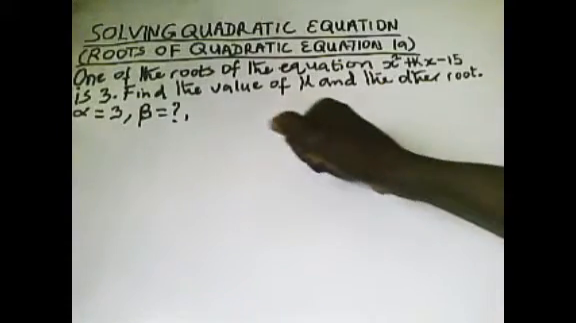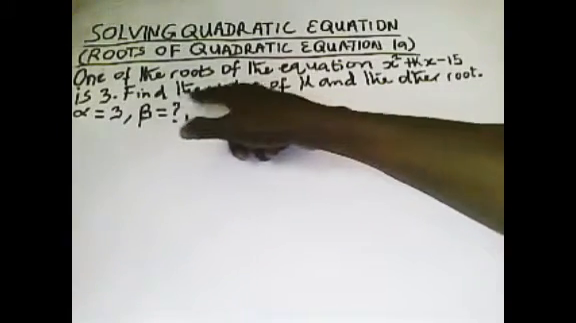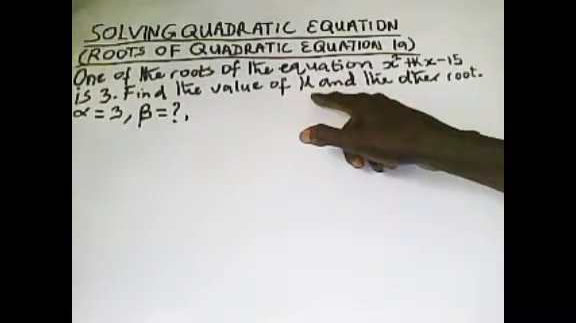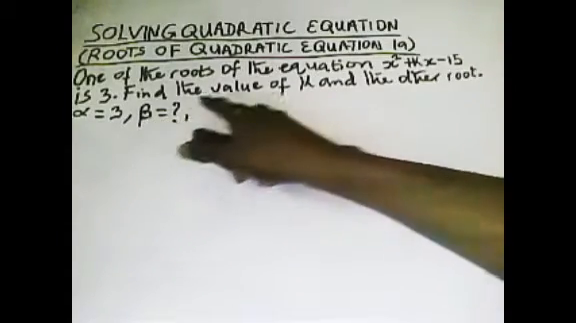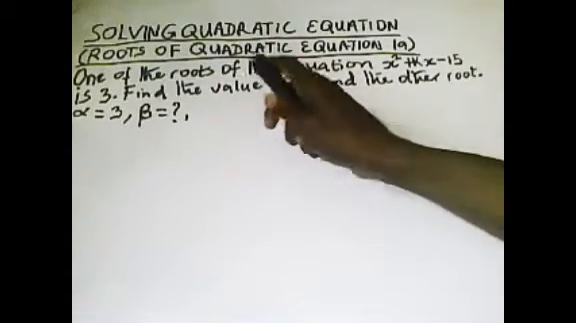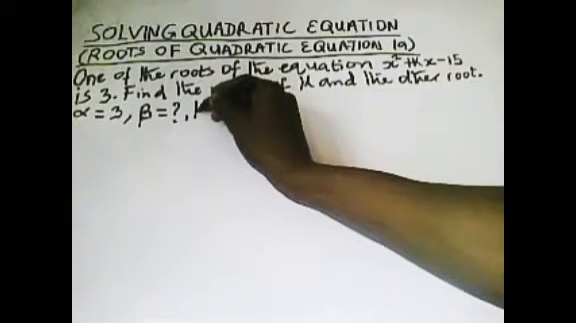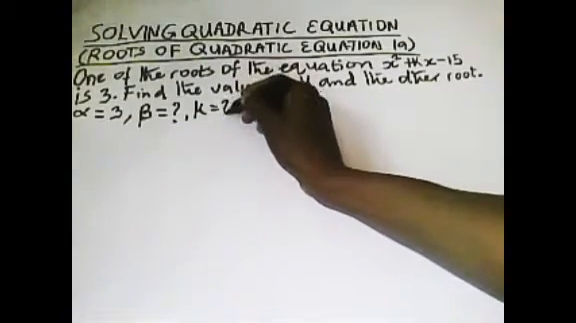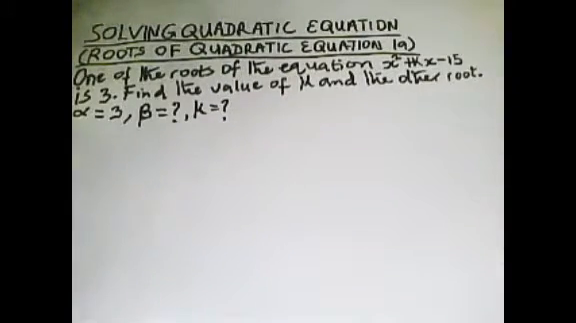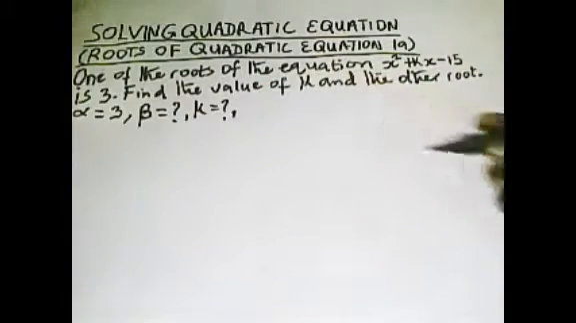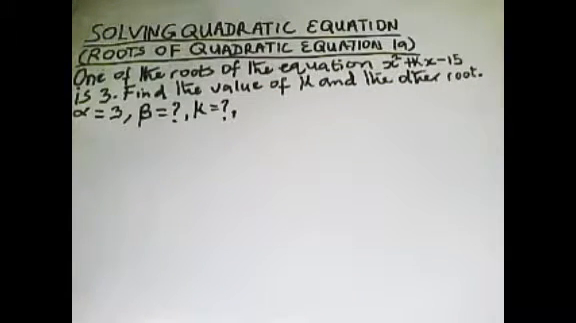Now if you check, the question says find the value of k. So not only are we looking for the second root, we are also to look for the value of k. So we do not know the value of k, so we'll put a question mark there. Now, how do we solve this problem? How do we get the value of k and the other root?